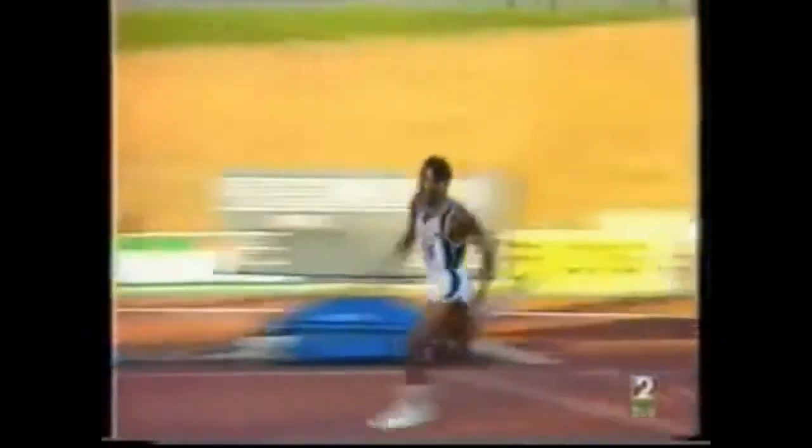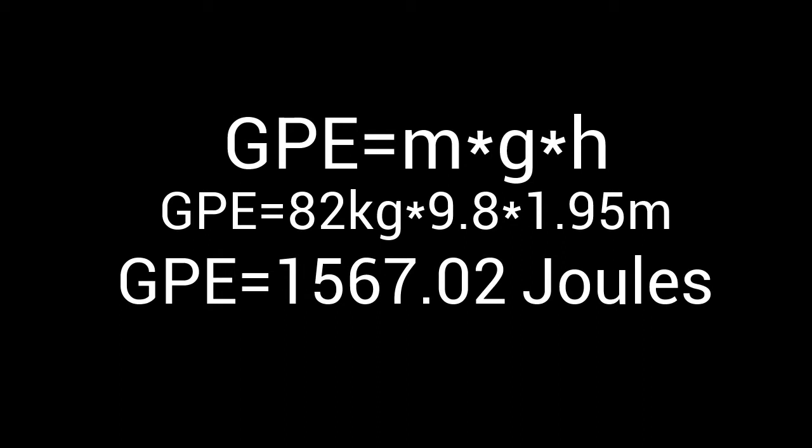In this video, Javier Sotomayor jumps the world record high jump of 2.45 meters. Javier is 1.95 meters tall and he weighs 82 kilograms. When Javier jumps, once he gets to his peak height, his gravitational potential energy is at its highest. So in order to find his gravitational potential energy, you have to do mass times gravity times height. So his gravitational potential energy is 1,567.02 joules.